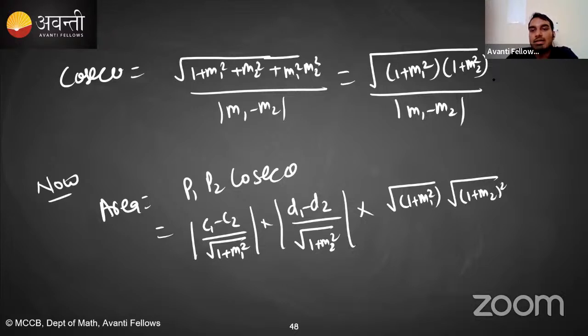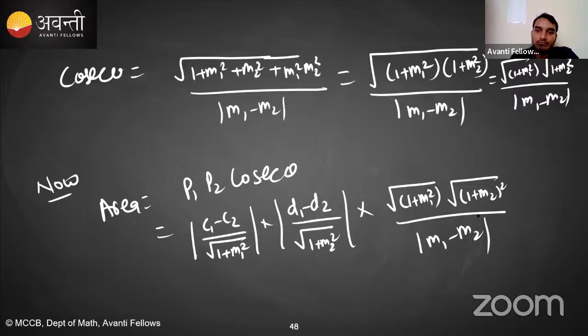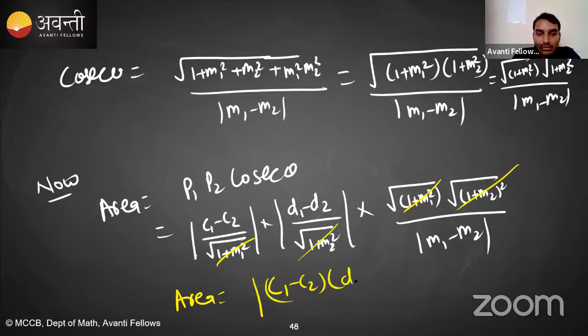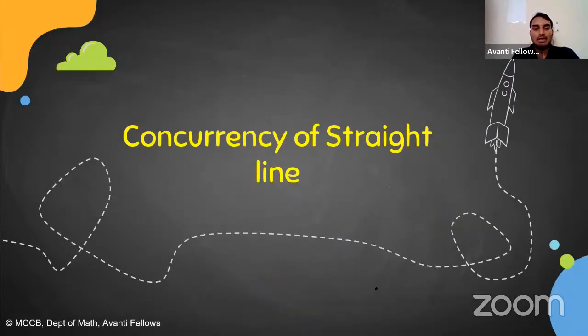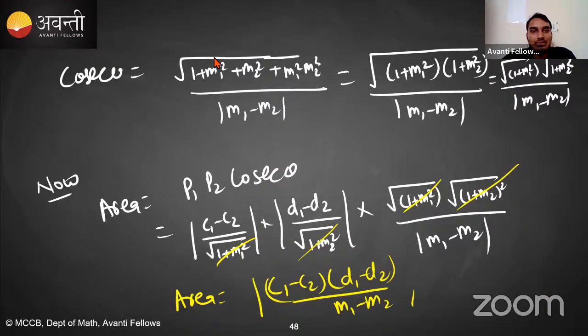They will separate, right? What is under root of a into b? Root a into root b, right? Write it separately: under root of 1 plus m1 square, under root of 1 plus m2 square, upon mod m1 minus m2. Clear? How much do we get here? This and this cancel out, under root of 1 plus m2 square, this and this cancel out. So finally, what is the area? Modulus of c1 minus c2 into d1 minus d2 upon m1 minus m2. So this is your area. Clear?